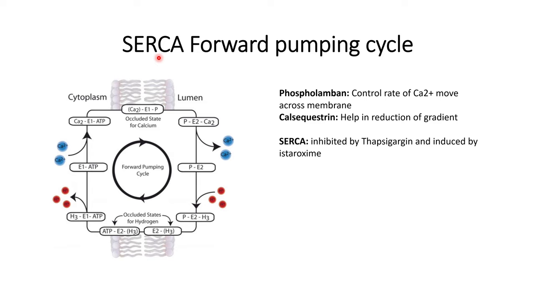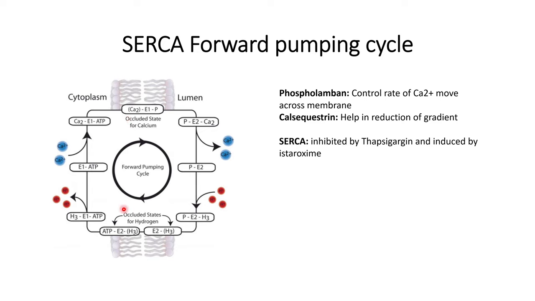There is a change in the conformation of the SERCA protein from E2 to E1 when ATP is bound to it, and that helps to exchange these protonated ions with Ca2 plus ions. This E1 conformation has Ca2 plus ions, and ATP is also attached to it, and with the hydrolysis of ATP, the Ca2 plus will be transported across the sarcoplasmic membrane into the lumen.